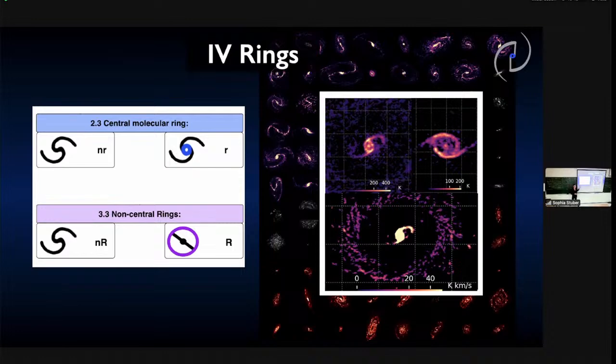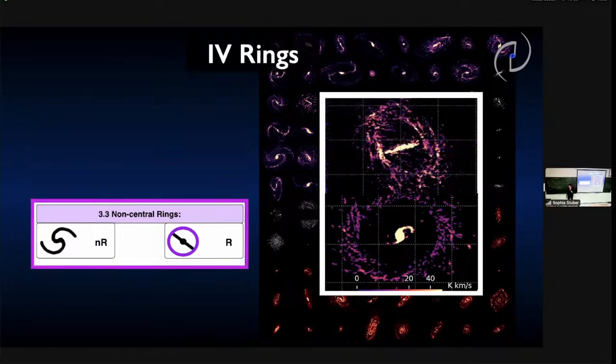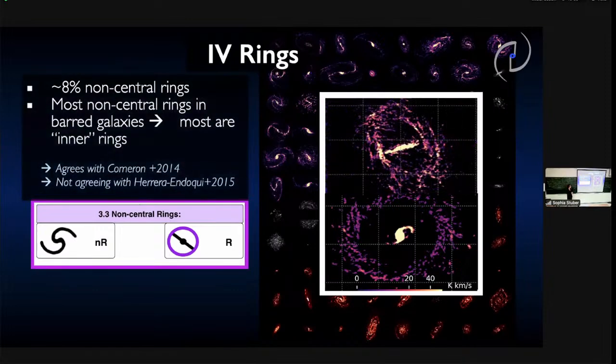And we called it non-central rings, so all kinds of rings that are outside of a bar, for example. For these non-central rings, I can make it a little quick. It's about 8% that we find. The problem is, again, that our field of view potentially is not large enough, so we're not really sure if we're missing some of these rings or not. We find that they're mostly in barred galaxies, which is in agreement with some studies, but also not with all. But again, our field of view might be one of the reasons why we're not detecting some of these rings, so this is not entirely sure.